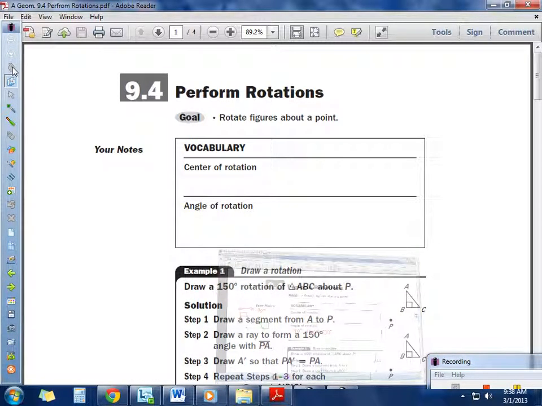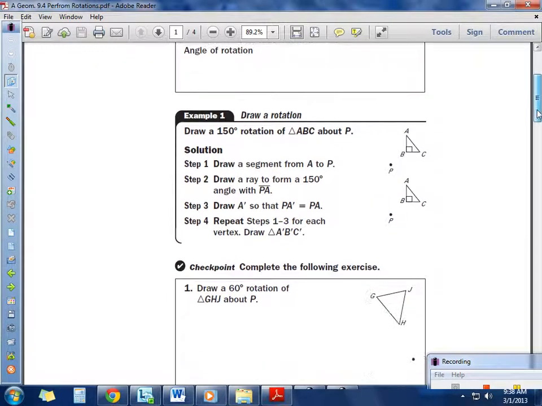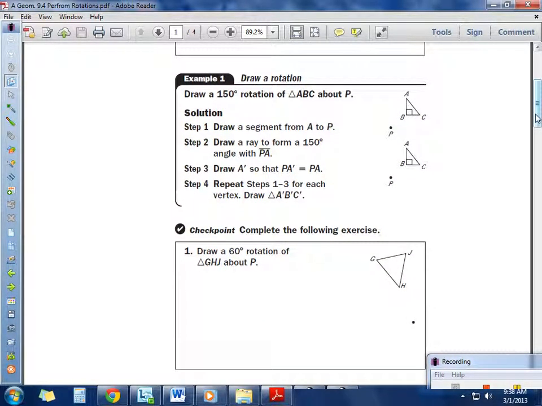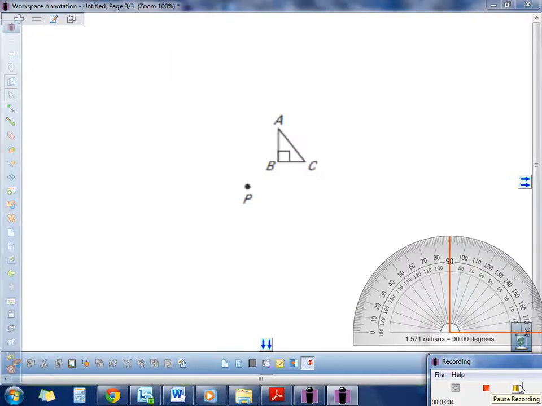Now up next, we're going to be practicing this. So it says draw 150 degrees rotation. So this is where we're going to need to use some measuring tools. What I've done is I've just focused on this triangle and the point. I've also grabbed the tool. I grabbed this protractor. It's helpful to have a ruler as well, but we'll just start off with the basics using a protractor.